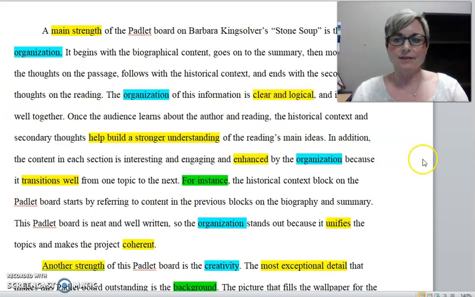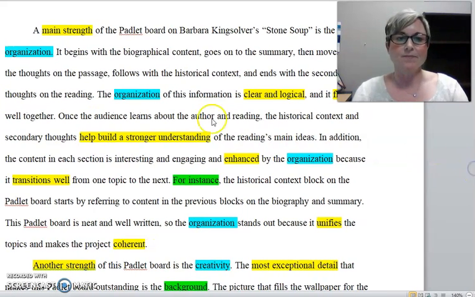This author says, it begins with the biographical content, goes on to the summary, then moves on to the thoughts of the passage, follows with the historical context, and ends with the secondary thoughts on the reading. So it gives us as the reader an overview of how it was set up if we haven't looked at the Padlet. The organization of this information is clear and logical. Those are positive traits because it's a strength, and it flows well together. We're always looking for a good flow, so that's another positive to reinforce that it's a strength.